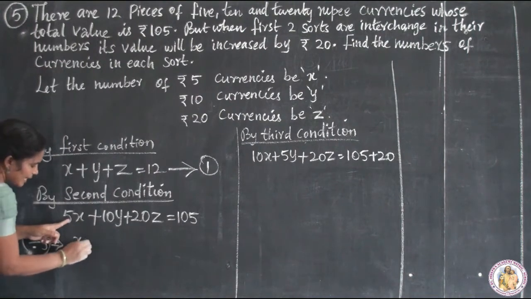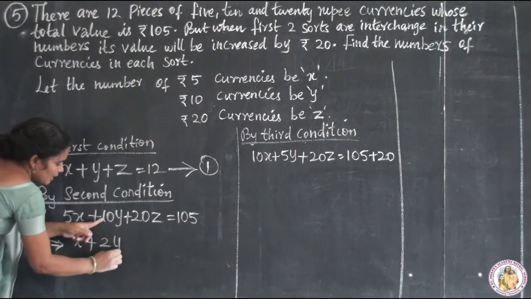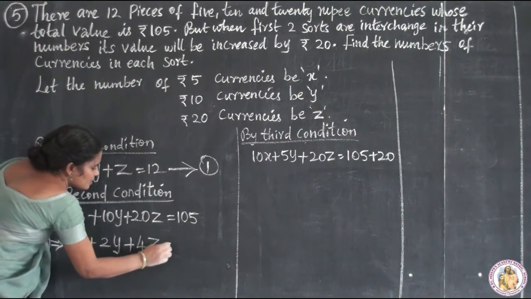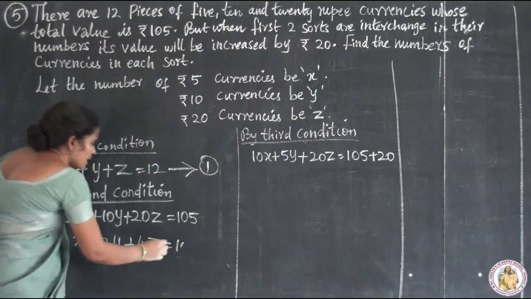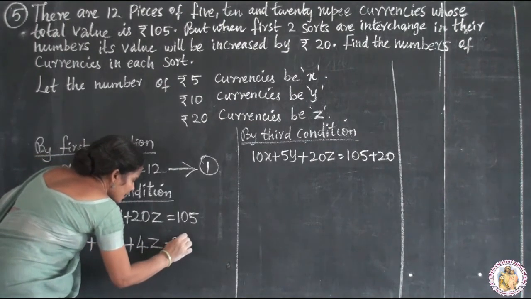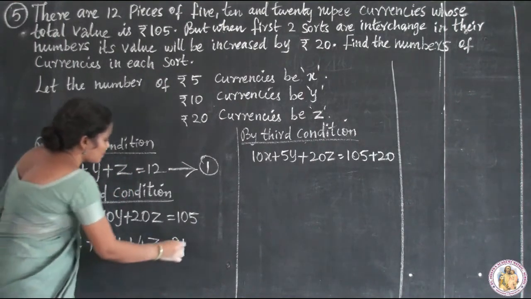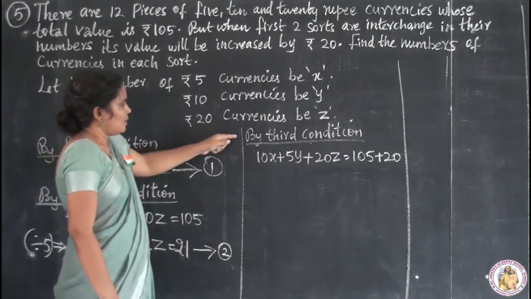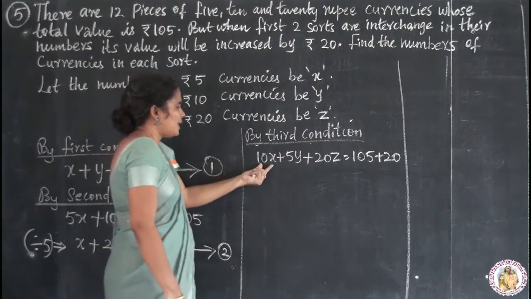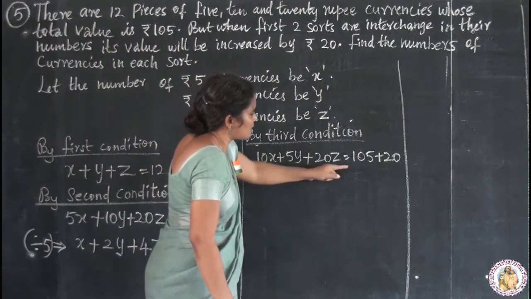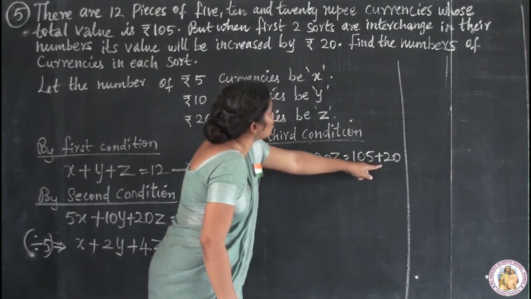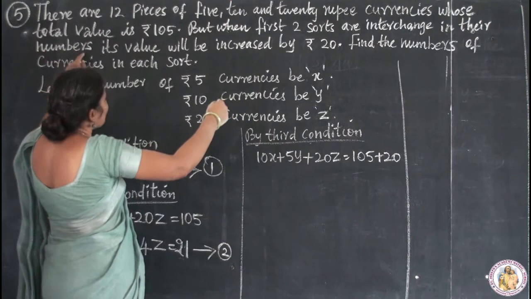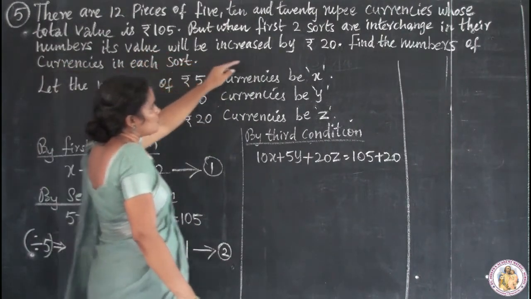5 ones are 5x plus 5 twos are 10y plus 5 fours are 20z is equal to 5 twos are 10, 1 5s are 5. Taking this as second equation. By third condition, 10x plus 5y plus 20z is equal to 105 plus 20. Why? Because it is given that by interchanging the numbers, the value will be increased by rupees 20.